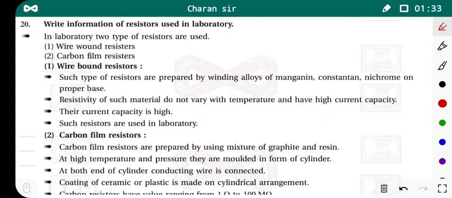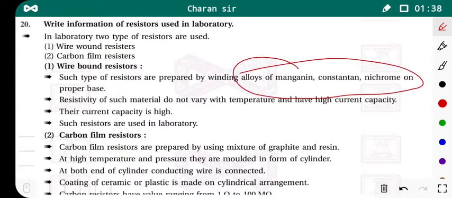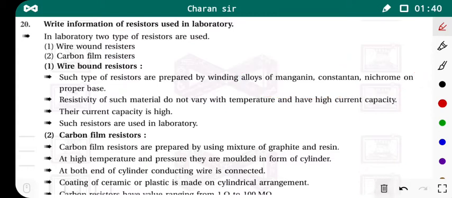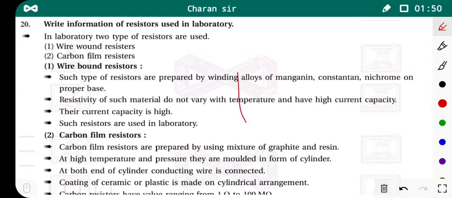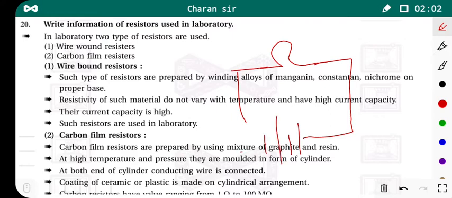Now the question is why we use only these types of alloys. Because these materials have a resistivity that is independent of temperature. What happens if the resistivity is dependent on temperature? Suppose we have an electronic circuit in which we connect some devices, for example a bulb, and when we connect a battery to the bulb, current can flow through it.